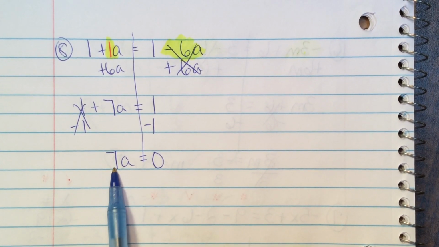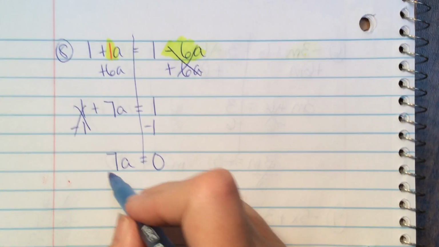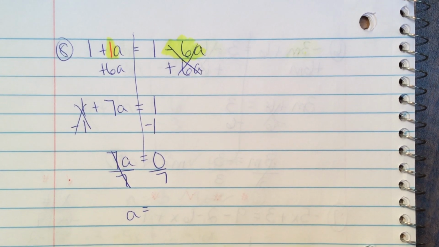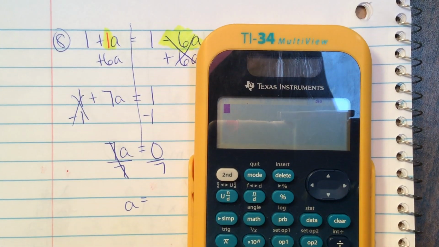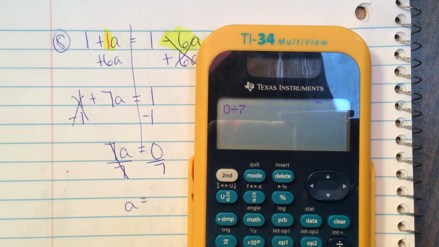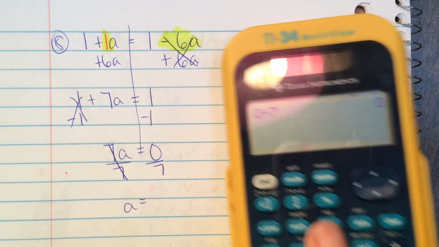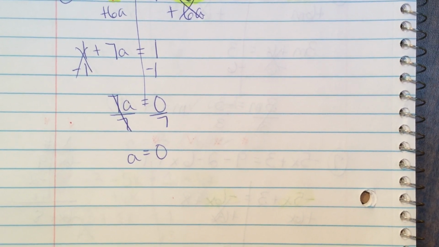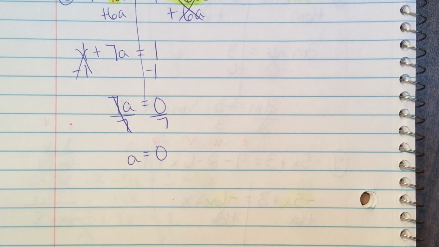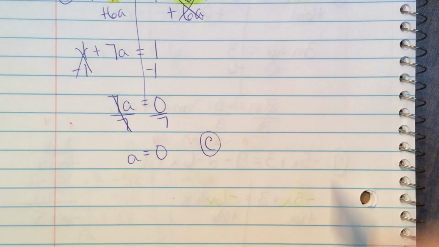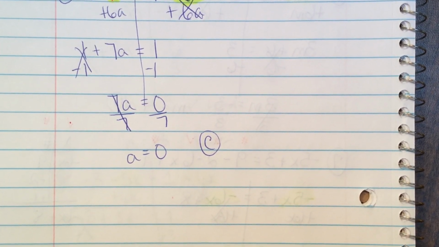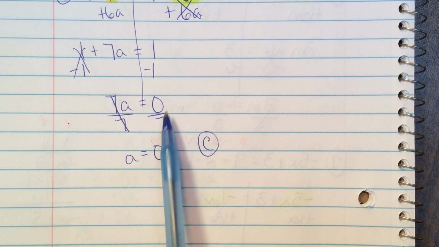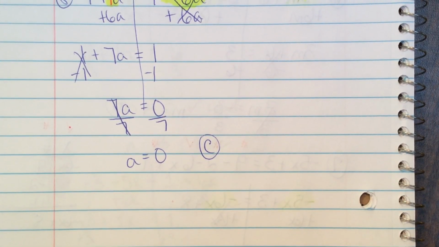Then we have 7 times a, so we're going to divide by 7. And we're going to work it out. So 0 divided by 7 is 0. So a is 0. And that's okay. That's a possible answer, which is C. The only thing that couldn't be possible is if 0 was on the bottom.